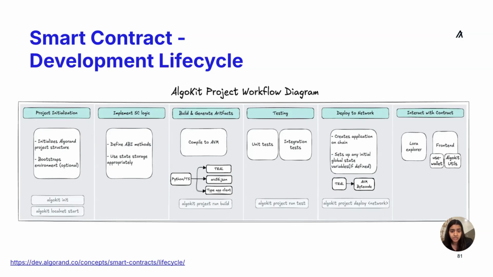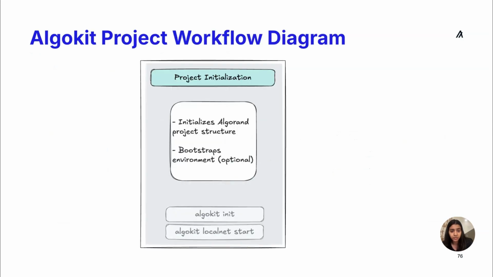So, the first step is project initialization, and this is setting up your foundation. So, let's start at the very beginning. This is where everything begins, and honestly, it's way easier than you might think. When you're ready to start building, you'll run a single command, algokit init. That's it. This one command does a ton of heavy lifting for you. It scaffolds out your entire project structure, sets up all the folders you need, installs all the dependencies, and basically gives you a complete development environment ready to go.